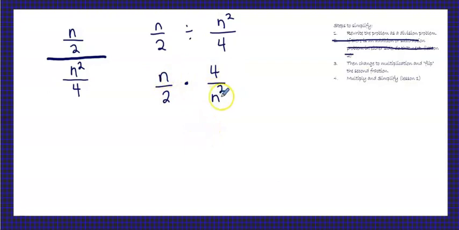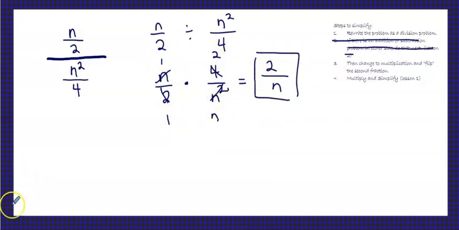So let's divide the n and the n squared. Remember, you can cross cancel these. Let's divide the n and the n squared by n. N divided by n is 1. N squared divided by n is n. Let's divide these by 2. That's going to be a 1 and a 2. And so when we multiply across, 1 times 2 and 1 times n, our answer is 2 over n.